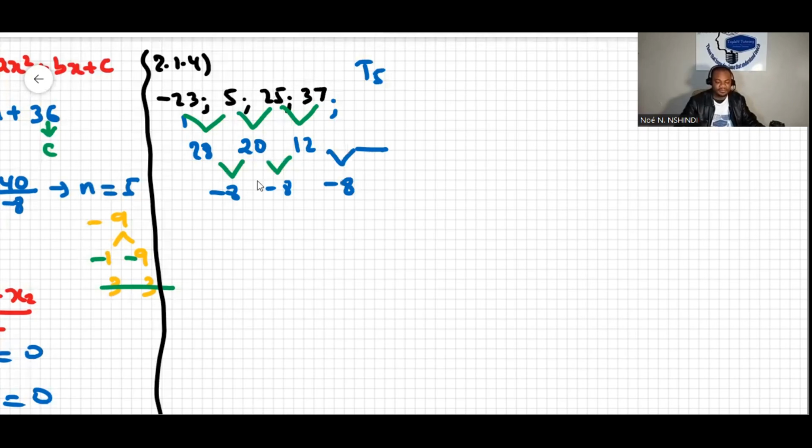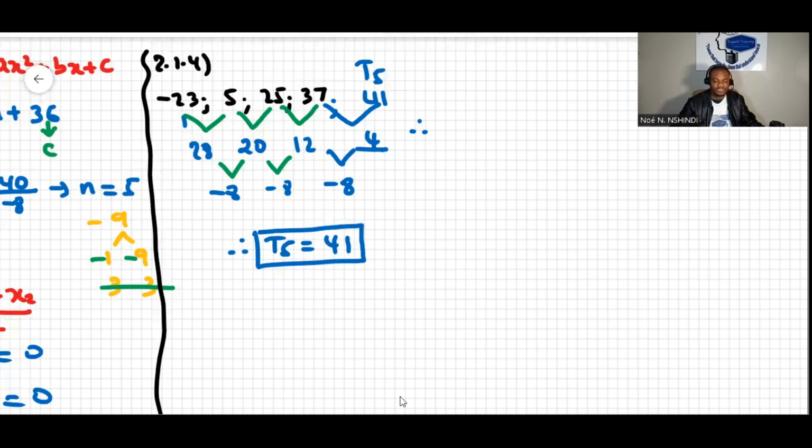How can I get it? I simply do 12 plus -8, which is 4. So here the term is 4. Then it means that to find T5, I'll say 37 plus 4, which is 41. So T5 is 41. Therefore T5 is 41. So that's the solution. Thank you.